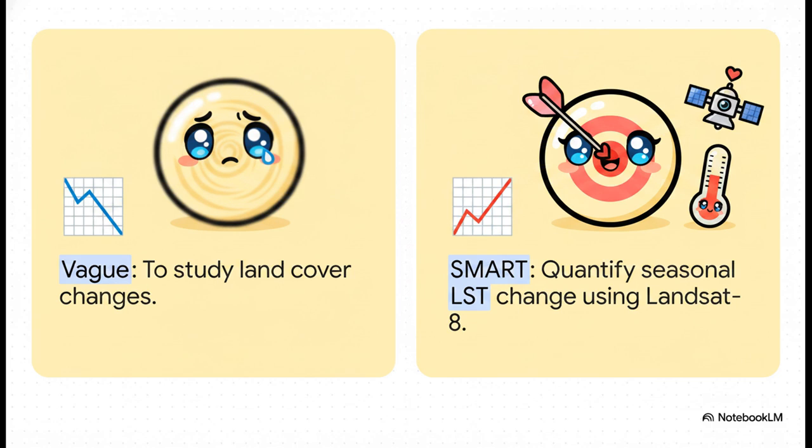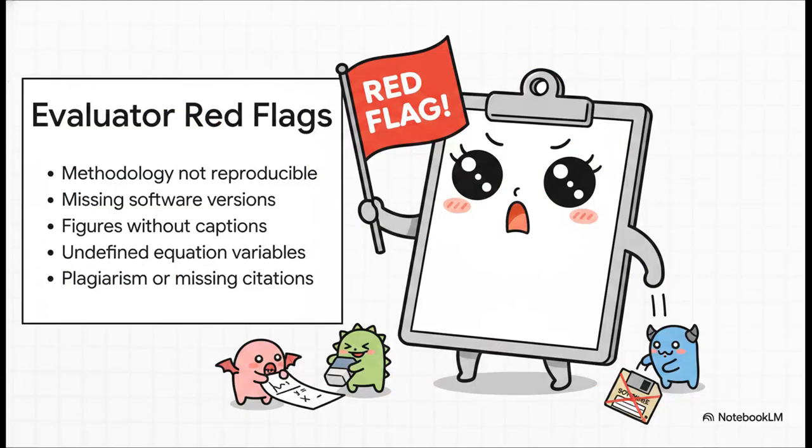To quantify seasonal land surface temperature change in impervious surface areas using Landsat 8. See the difference? That tells the evaluator exactly what you're doing, how you're doing it, and exactly what the deliverable will be at the end. Now watch out for these massive red flags that evaluators actively hunt for. An unreproducible methodology? Instant fail.